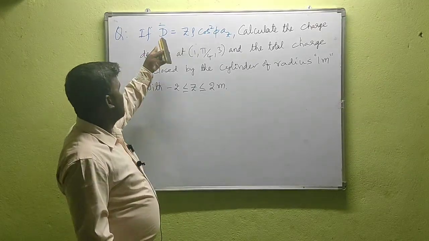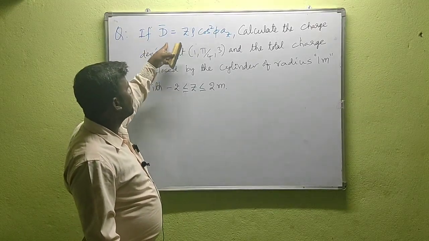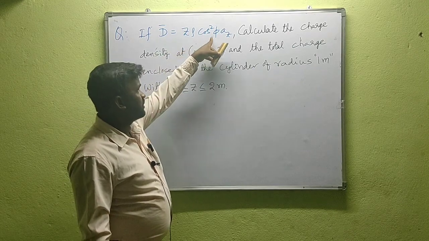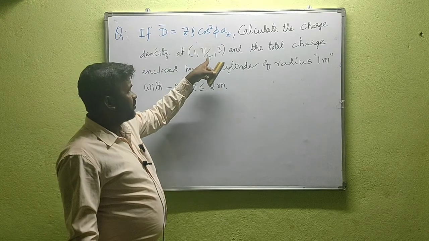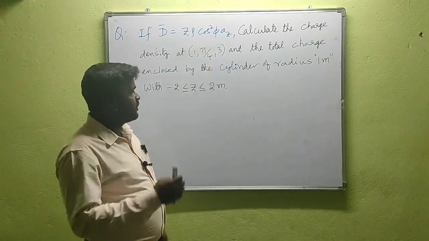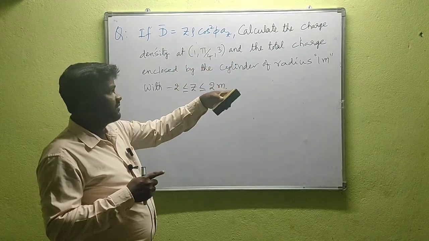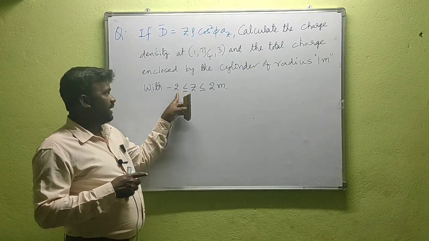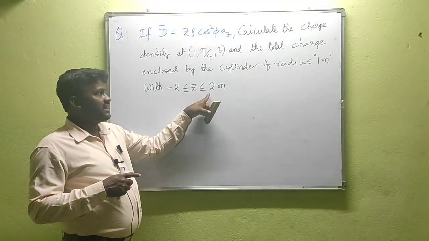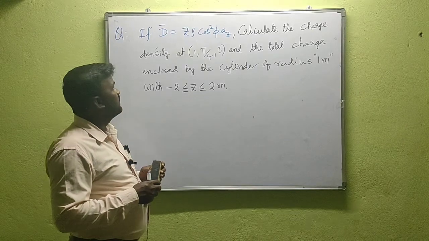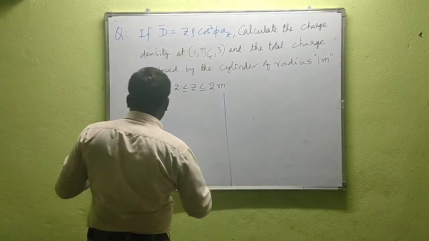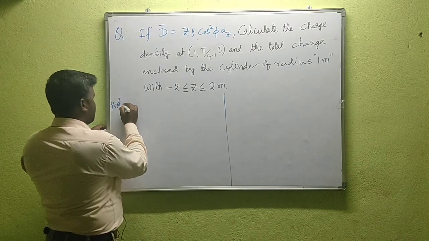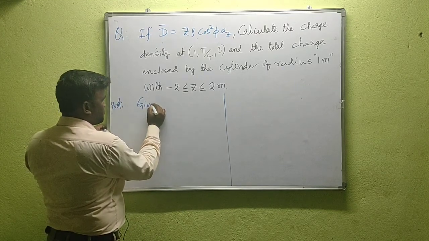Okay, in this question they are asking: if D equals Z rho cos square phi az, calculate the charge density at (1, 5π/4, 3) and the total charge enclosed by the cylinder of radius 1 meter with minus 2 less than or equal to Z less than or equal to 2 meters. Okay, first of all, write the given data. Solution, given data.